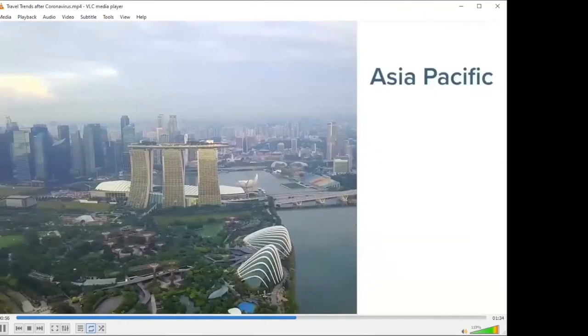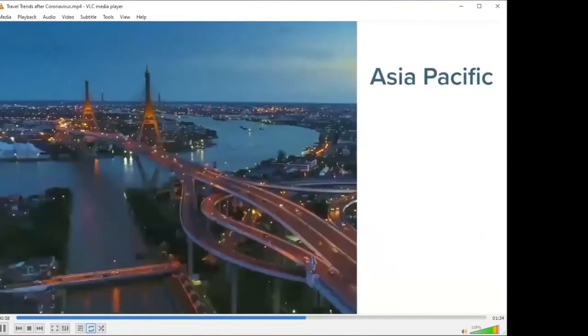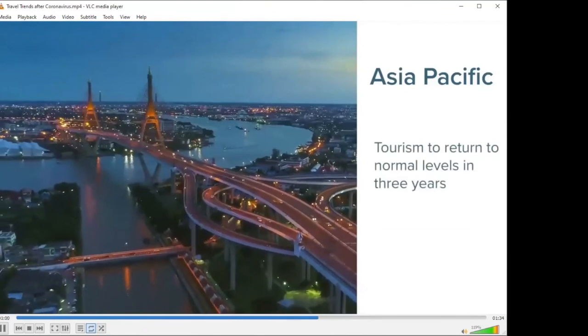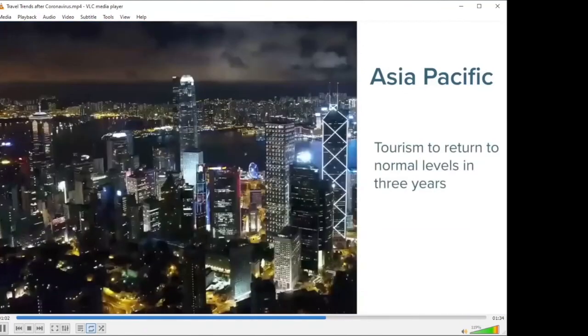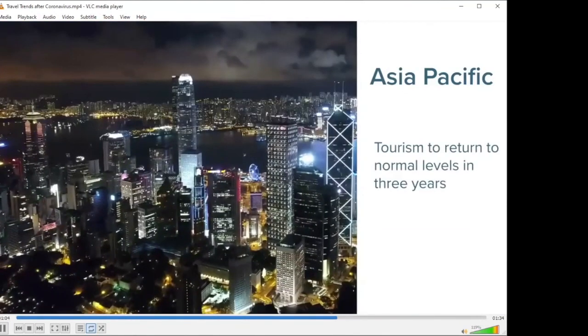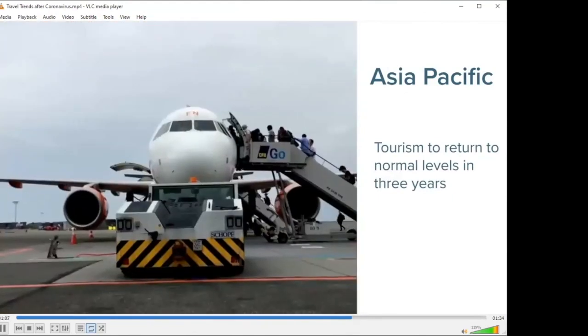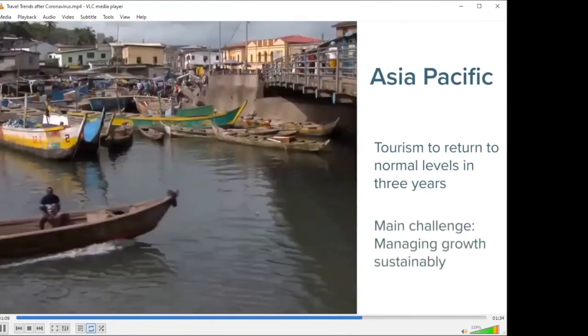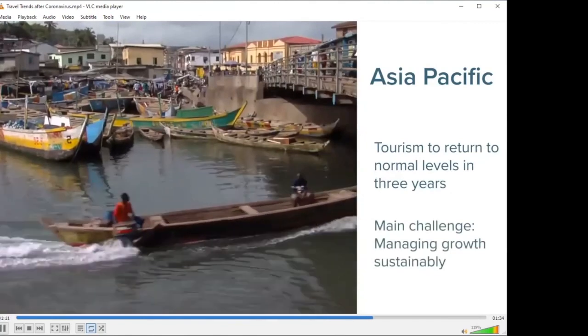Asia Pacific should recover faster than other regions, with tourism expected to return to normal levels in 3 years. Growth will be spurred on by value-for-money products such as short-term rentals and low-cost carriers, the main challenge being how to manage growth in a sustainable way.